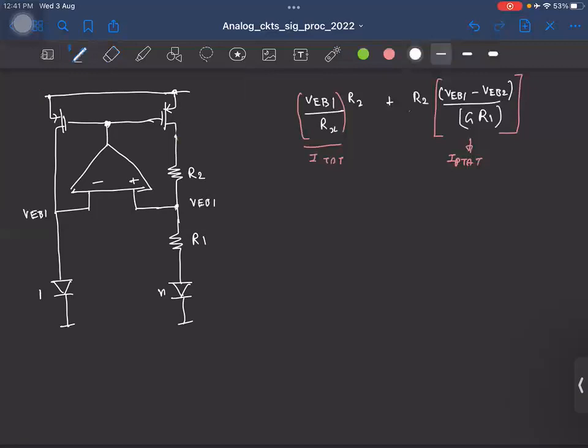Okay. Now, how do you generate this current? I have VEB1 here. This is VEB2. What change should I do to this circuit so that I can, the R1, I'll simply make it as G times R1. Okay, so this becomes R1 times G. That will make sure this current is the required PTAT current for now. Let me run here.